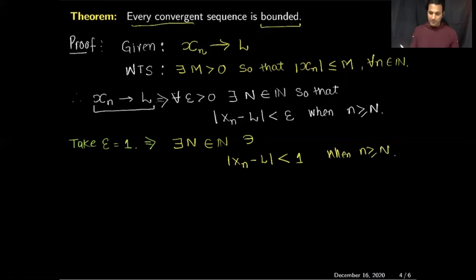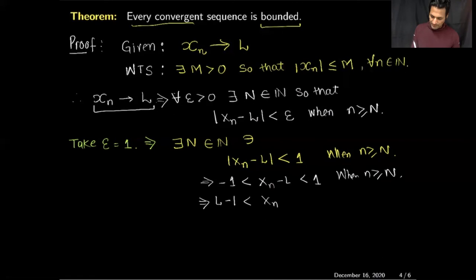Now I will use this important property of the absolute value function. So this implies minus 1 is less than xn minus L, which is less than 1, when n is bigger than or equal to capital N. I will add L on both sides, so it will be L minus 1 less than or equal to xn, less than or equal to L plus 1, when n is greater than or equal to capital N. And what this actually means is that each term of the sequence is between L minus 1 and L plus 1 when n is bigger than or equal to capital N.